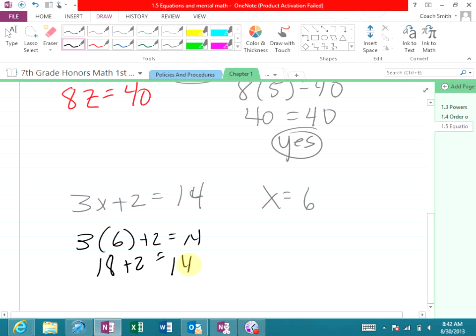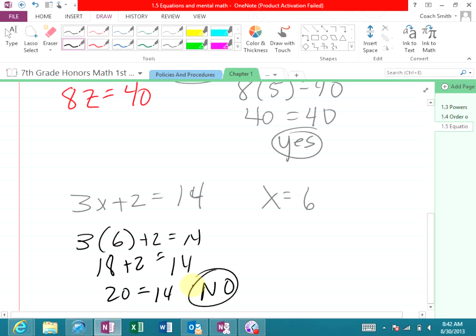Well, what is 18 plus 2? 20, thank you. 20 is equal to 14. Is that a true statement? No. So it's not a solution. So your answer there would be no. Okay? So that's one type of problem that they're going to give you. A problem where you've got to take a value of a variable that they think is a solution, plug it into the equation, and tell them whether or not it is a solution. In this particular case, it is not a solution.